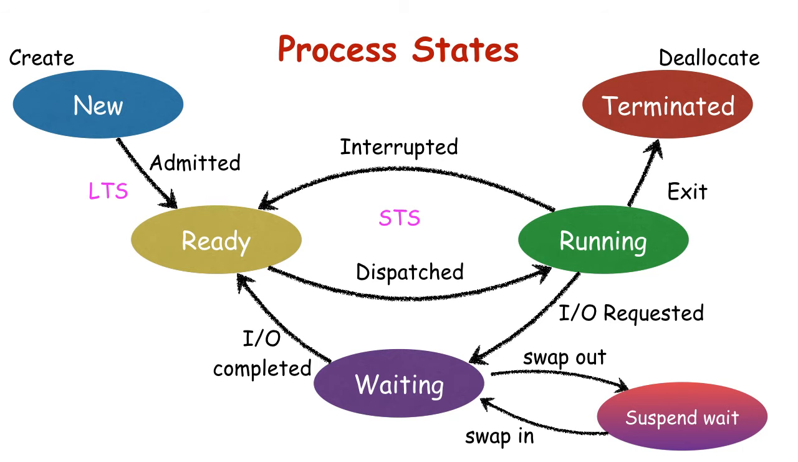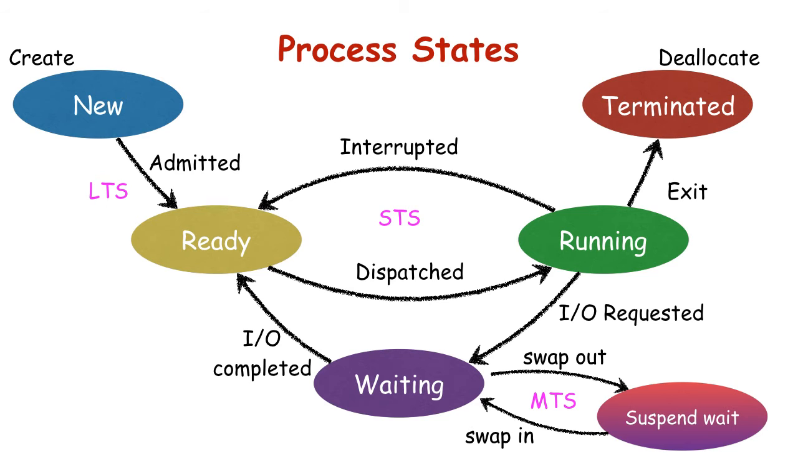And suppose this waiting queue gets filled up, then where would the process go? So if a waiting queue is filled, the process would be swapped out to the suspended wait state. This will be done by the medium-term scheduler. So if a waiting queue is full and the process wants to enter the waiting queue, there is no space to accommodate that process. So the medium-term scheduler would swap out the process to the suspended wait state, and when the waiting state has space for the swapped out process to be incorporated, it would be swapped back in to the waiting state.